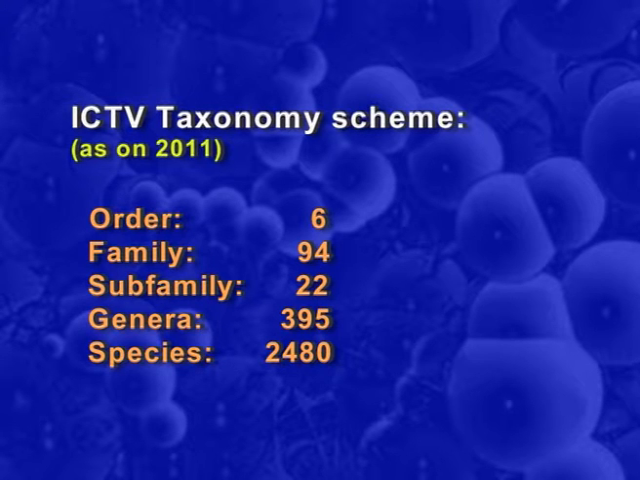Next, look into the report which was published in 2011, which states that ICTV comprised 6 orders, 94 families, 22 subfamilies, 395 genera, and 2,480 species of viruses were reported till 2011. Next, we will talk about the orders of the ICTV approach.